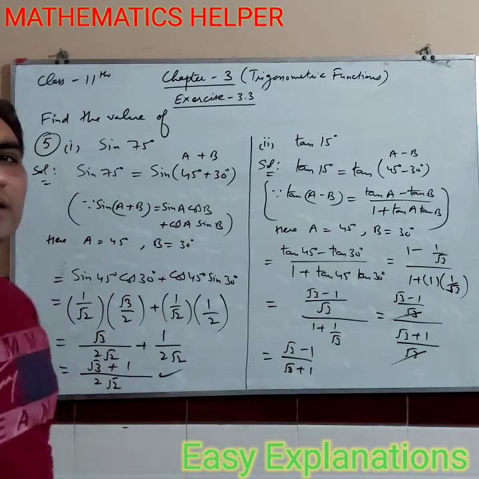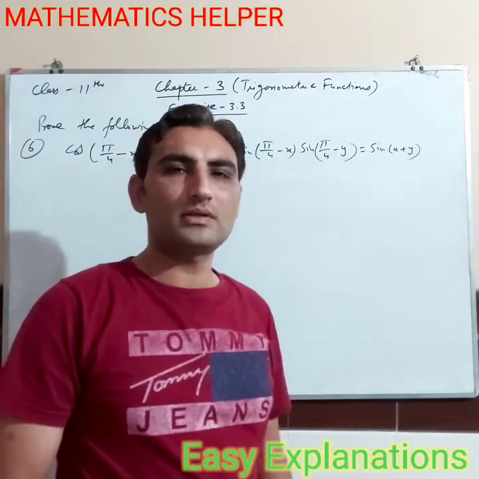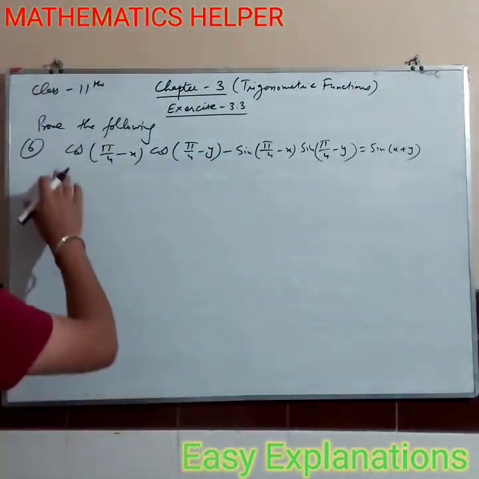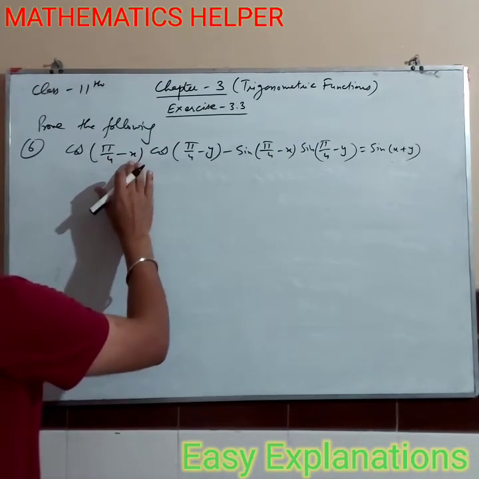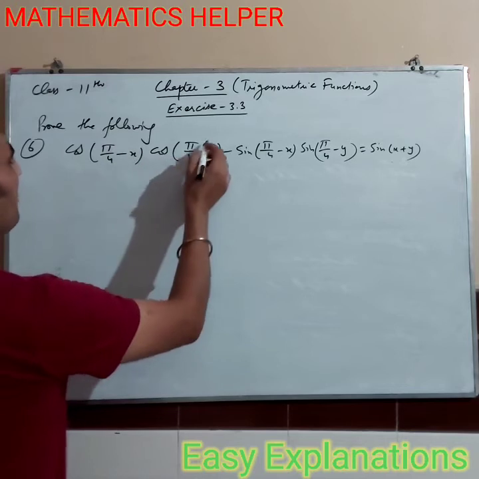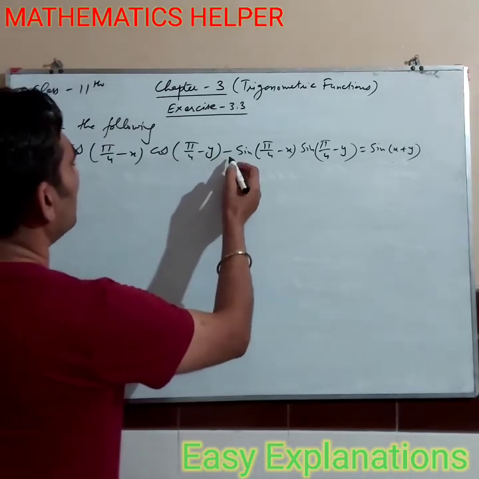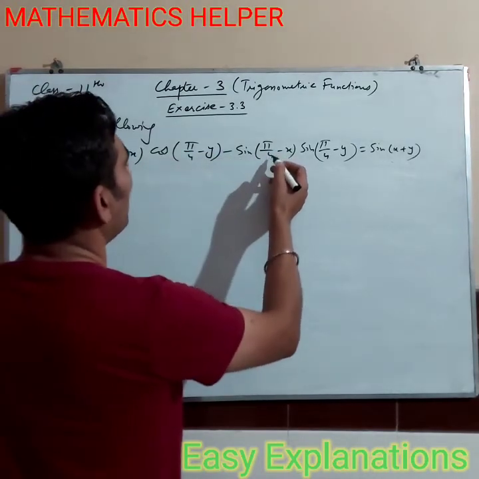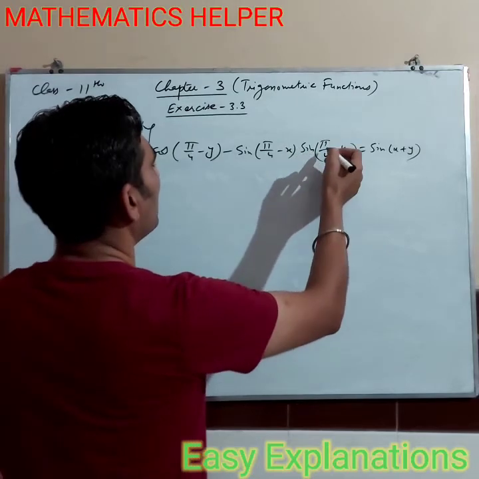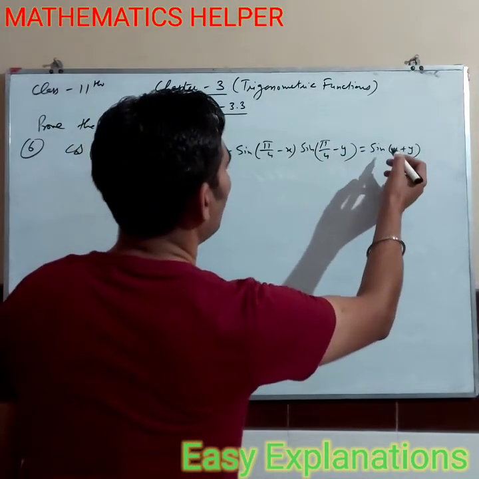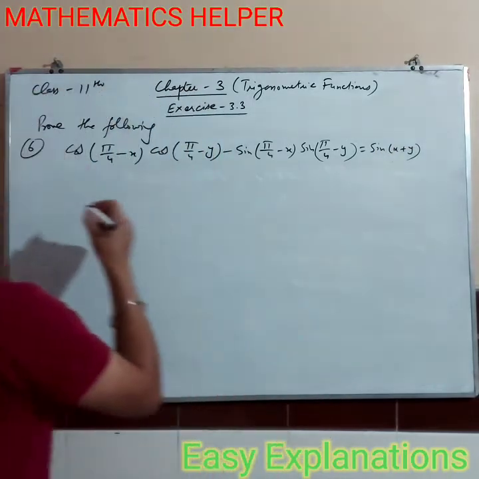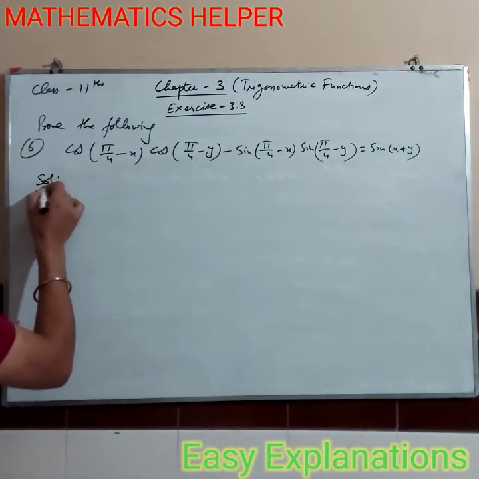See next what is given in question number 6. Question number 6 is: prove the following: cos of pi over 4 minus x into cos of pi over 4 minus y, then minus sign, sin of pi over 4 minus x into sin of pi over 4 minus y, is equal to sin of x plus y. So let's start from the left side by writing the solution.